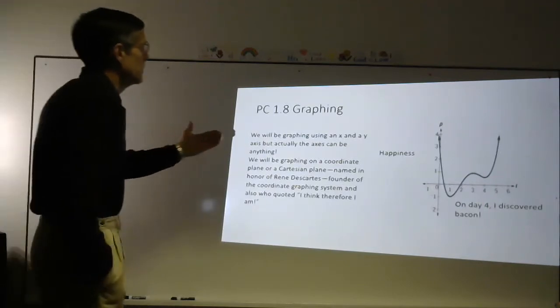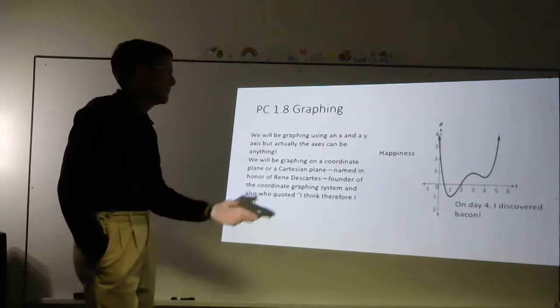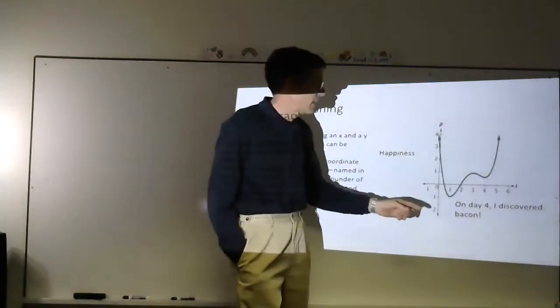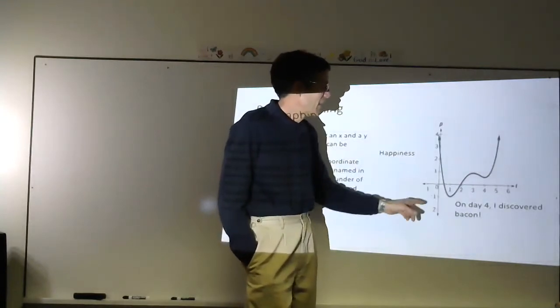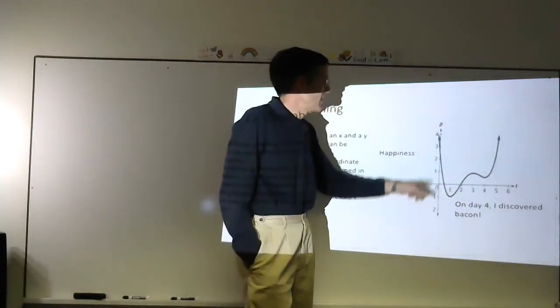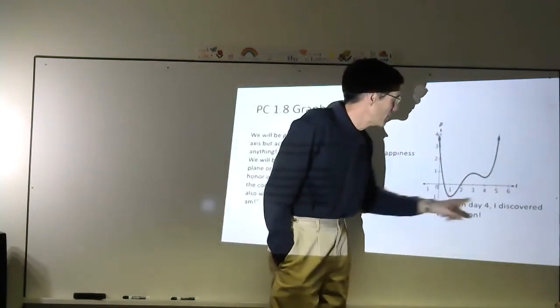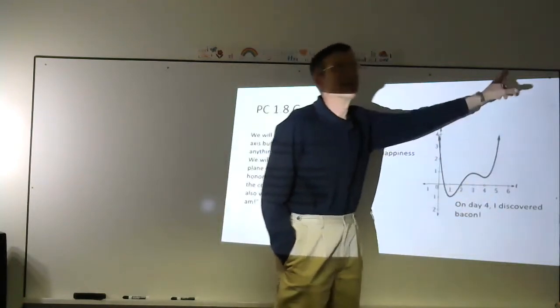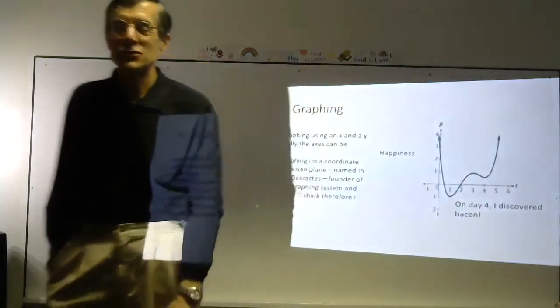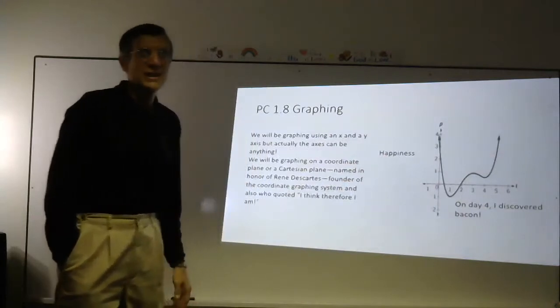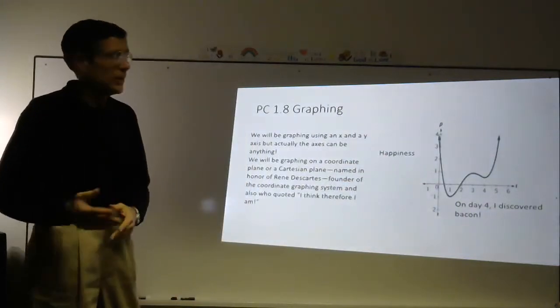We will be graphing using an X and Y axis, but actually the axes could be anything. Here I've made a graph. These are the days, and this is my happiness scale. And you'll notice on day 4, I discovered bacon. Oh, yes. And my happiness shot upward, okay? So we're going to be graphing on coordinate planes like that. It would be very, very helpful to have graph paper.